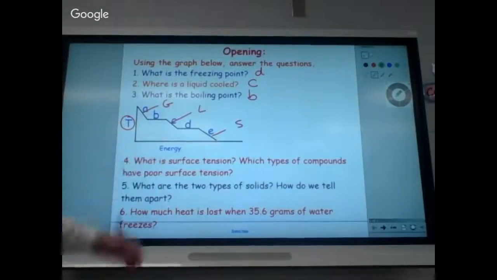All right, what types of compounds have poor surface tension? Non-polar. All right, what are the two types of solids? Crystalline and amorphous. All right, how do we tell them apart? There's two answers you can give me. Crystalline is a definite crystal structure. And then amorphous is randomly arranged. Okay, that's one answer you could give.